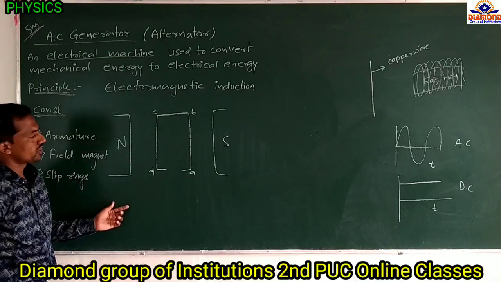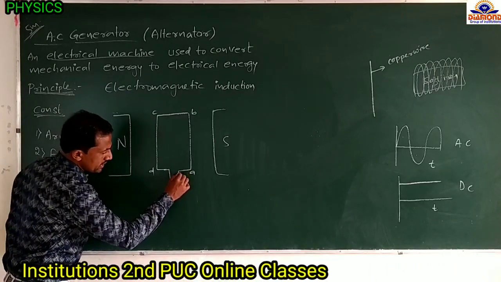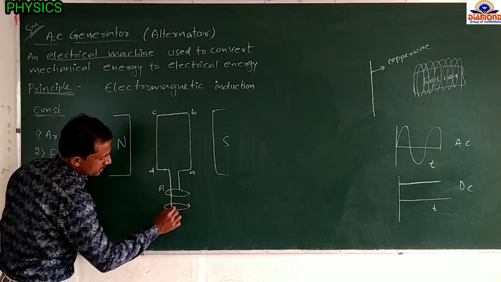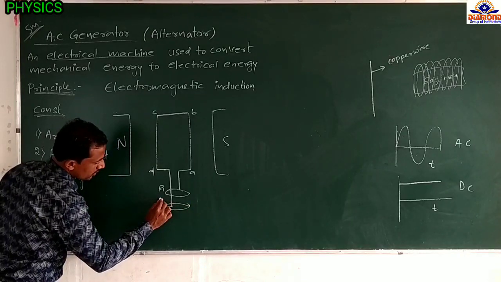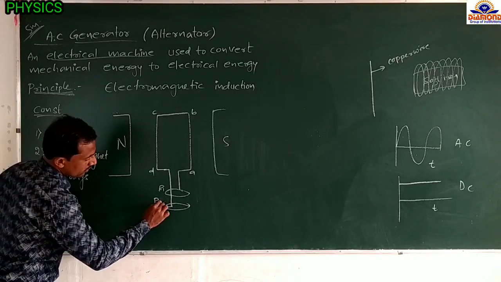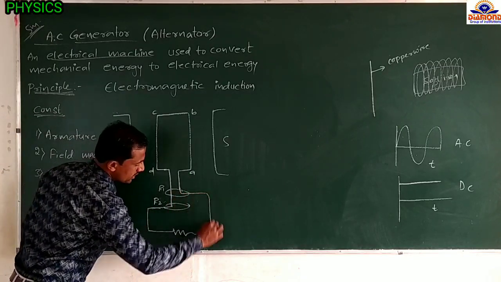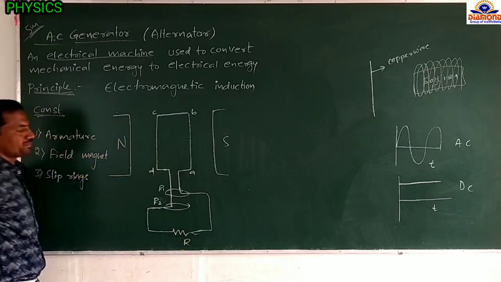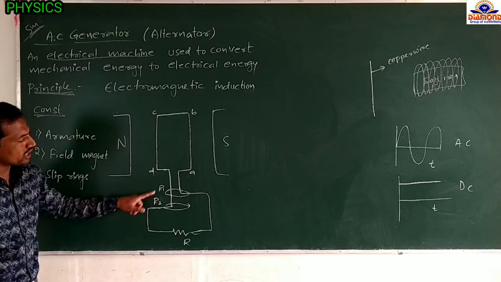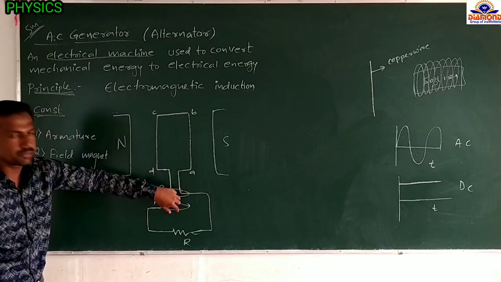Slip rings. This coil is connected to two slip rings, one is R1 and the other is R2. R1 and R2 are the two slip rings, and these two slip rings are connected to the resistance, which is denoted by R. These two rings are connected to the two ends of the coil.